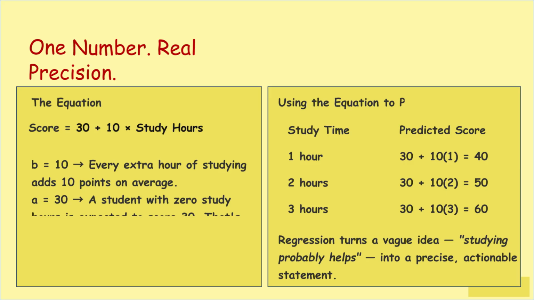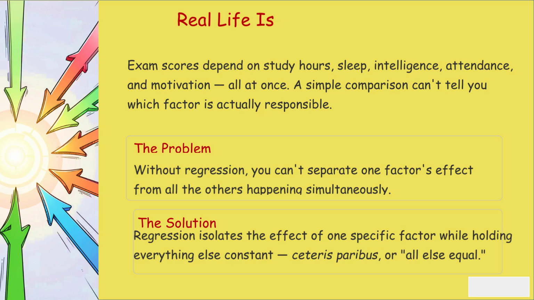Why we need regression. Why not just guess? Because real life is messy. Exam scores depend on study hours, sleep, intelligence, attendance, motivation, all at once. Compare high and low scores, and you can't tell which factor matters. Regression isolates one factor while holding others constant. In economics, we call this ceteris paribus. All else equal. If everything else stays the same, what is the pure effect of one more study hour? Only regression can answer this.